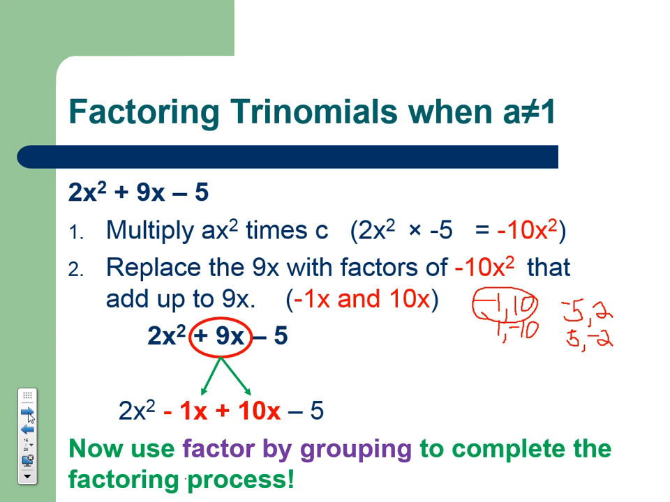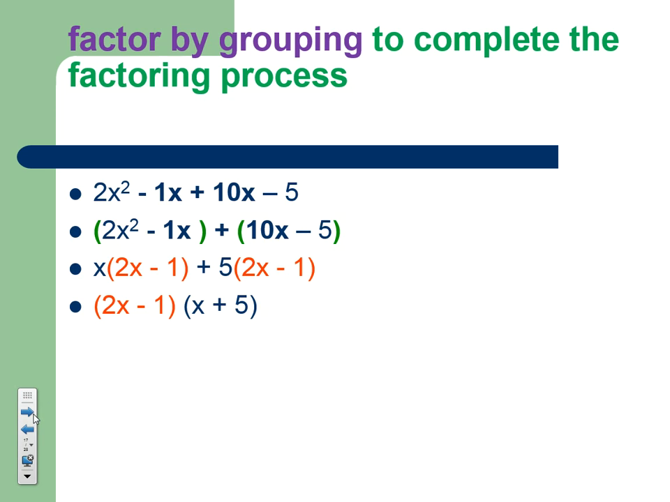Once we get to this point, now we have a problem with 4 terms, and we can use factor by grouping to complete the factoring process. So we have 2x squared minus 1x plus 10x minus 5. The factoring by grouping process says group your first 2 terms, and that's what we have here. And then we group our last 2 terms, and that's what we have with the 10x minus 5.